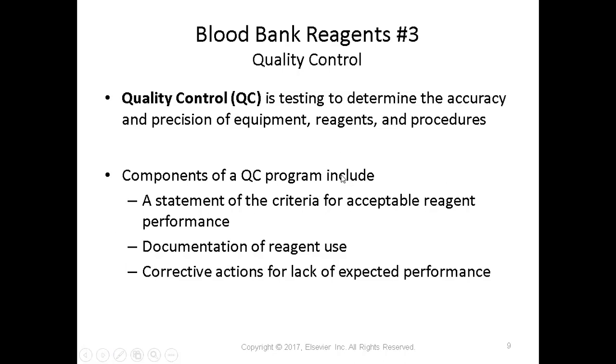Components of a QC program include a statement of the criteria for acceptable reagent performance, documentation of reagent use, writing down lot numbers, expiration dates, and the reactions obtained when QC is tested. And as you all have learned in other classes, specifically hematology last semester, when QC is out of range, corrective actions must be taken, okay, to determine why that QC isn't working properly. And we cannot report out any patient results until we achieve optimal reactivity with our quality control.